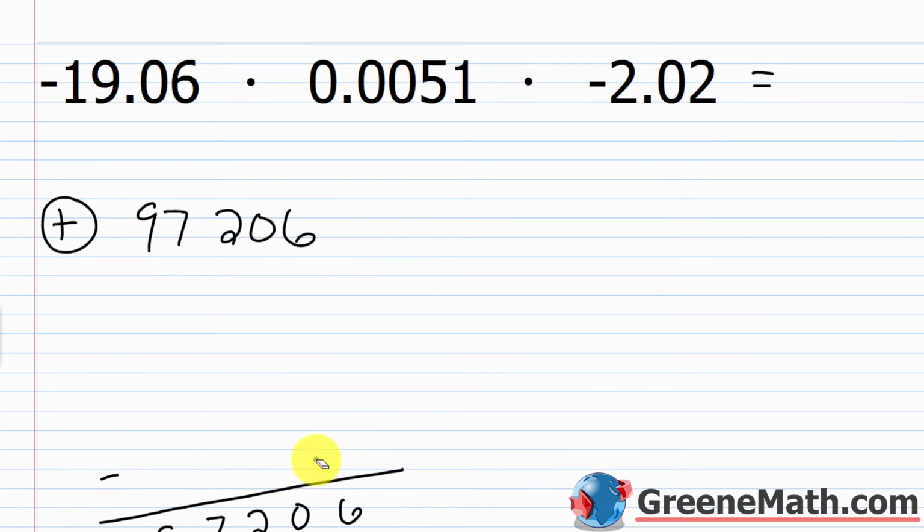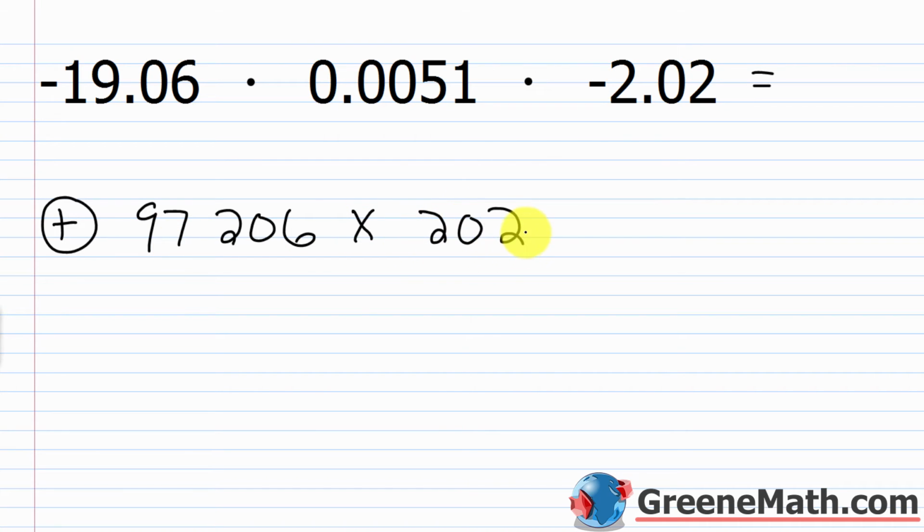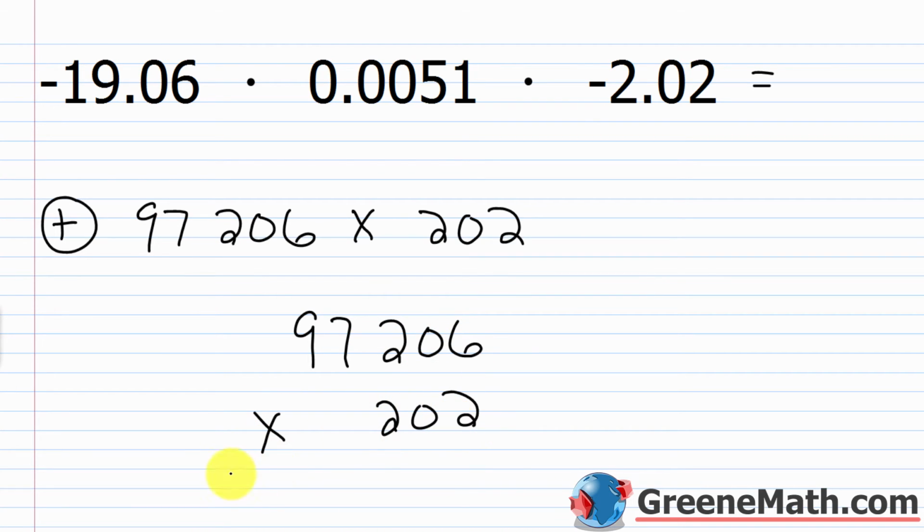Now, at this point, you can figure out where the decimal point would be based on these two right here, or you can keep going and multiply this number times this number here as if it was 202. Now, both ways will work. I think it's a little faster if we just figure out where the decimal point is going to be in the end. So let's go ahead and do that. So I'm going to think that I have 97,206 times 202 for right now. Okay, so 97,206 times 202. And once we figure this out, we're going to put our answer here. We're going to go back and figure out where the decimal point should be.